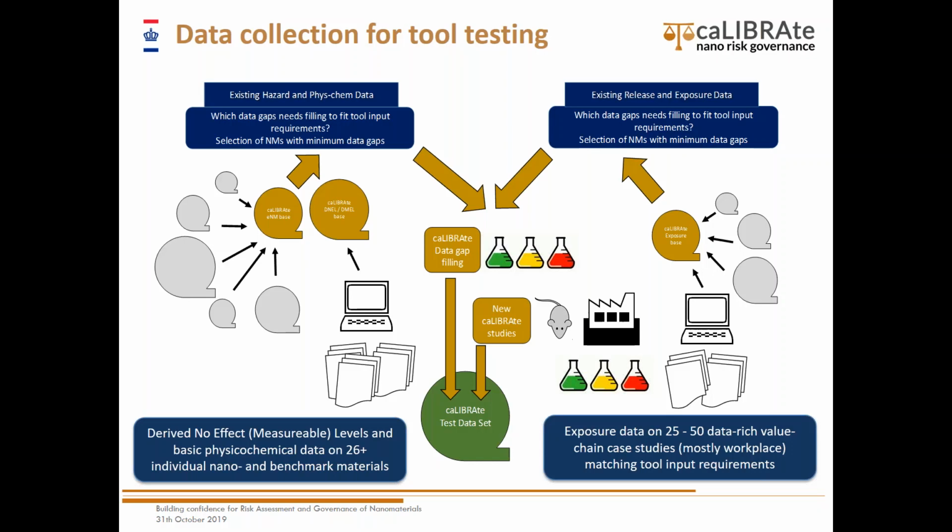On the exposure side, we had 25 to 50 data-rich value chain case studies, mostly from the workplace, that were also identified to match tool input requirements. So the 25 are the case studies with a very high level of information, and the 50 are slightly lower, but can be used for some of the less demanding tools regarding information requirements on contextual information.